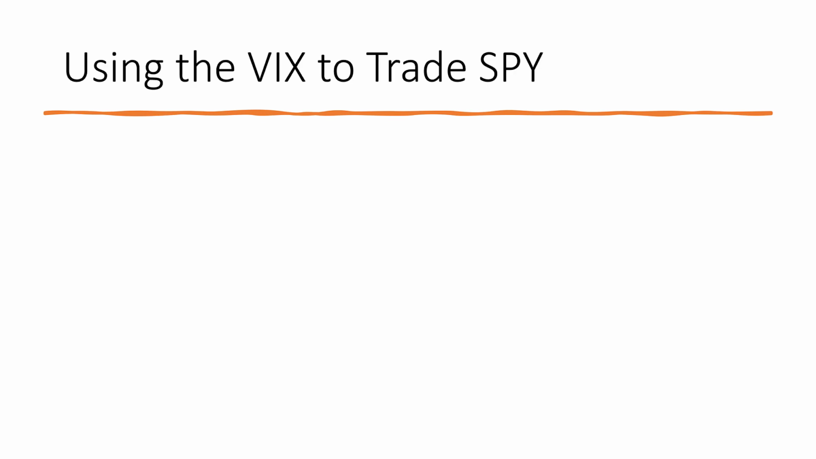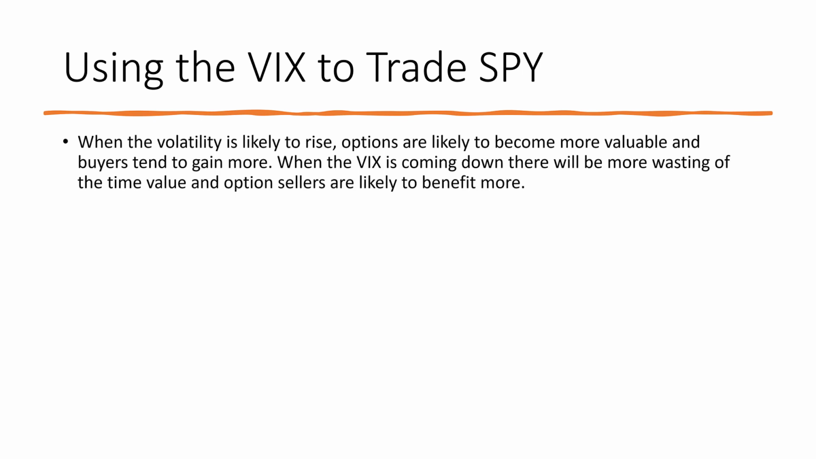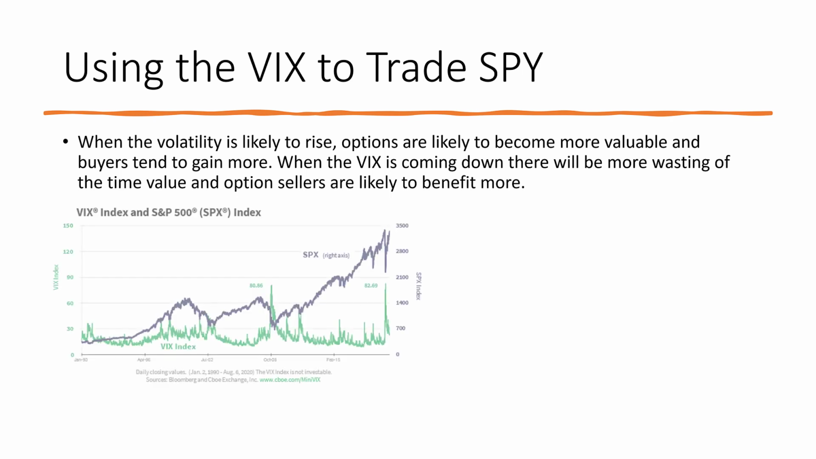Now, how you can use the VIX to trade SPY. When the volatility is likely to rise, options are likely to become more valuable and buyers tend to gain more, which is why you want to buy options when the VIX is low. And when the VIX is coming down, then there'll be more wasting of time value and option sellers are likely to benefit more. So that's when you want to be a net seller of options when the VIX is high.